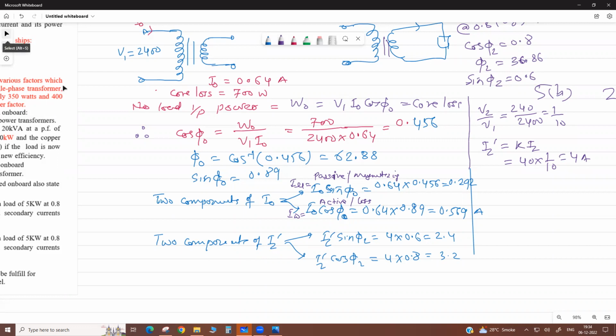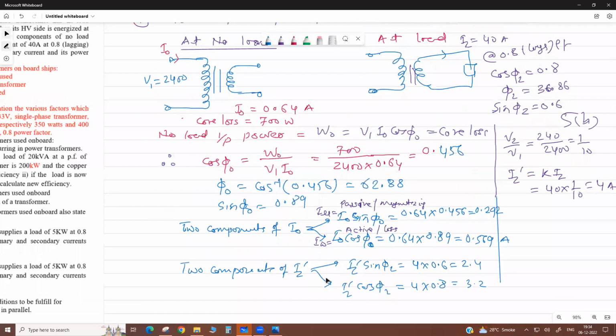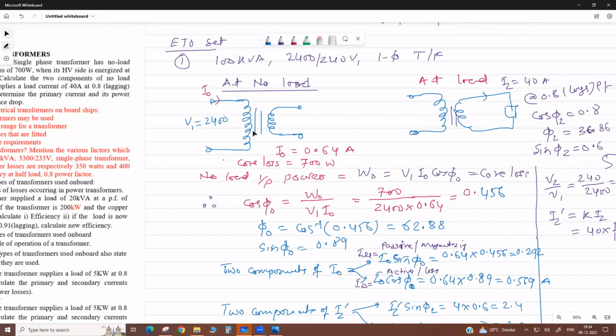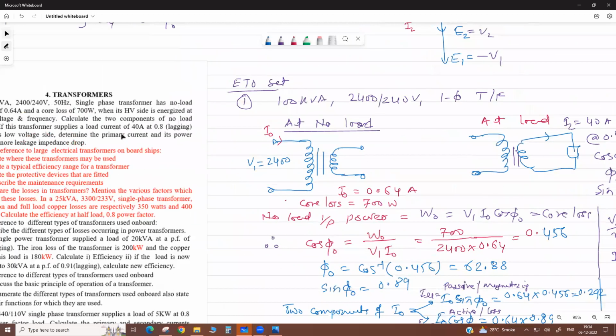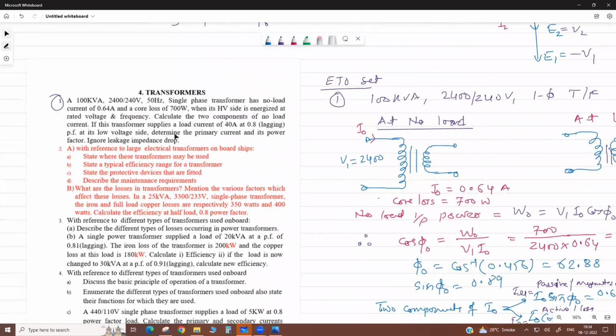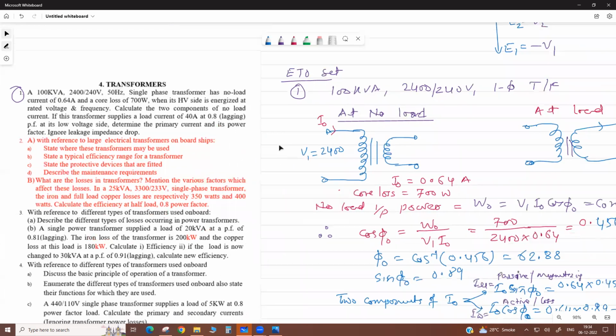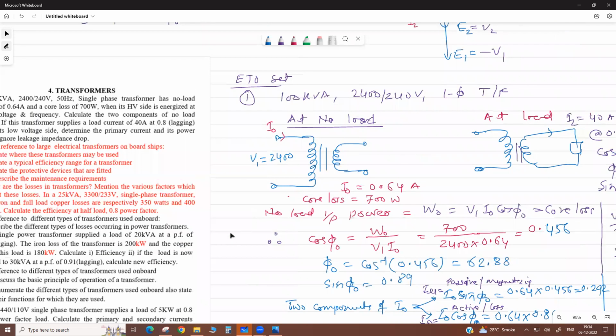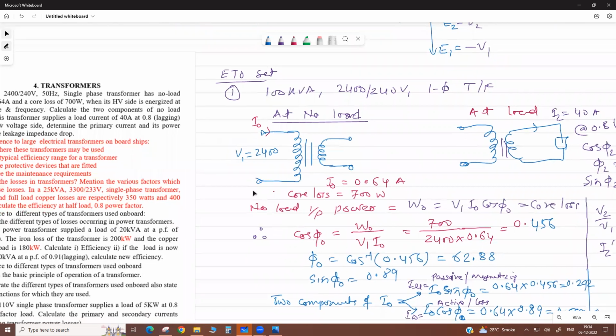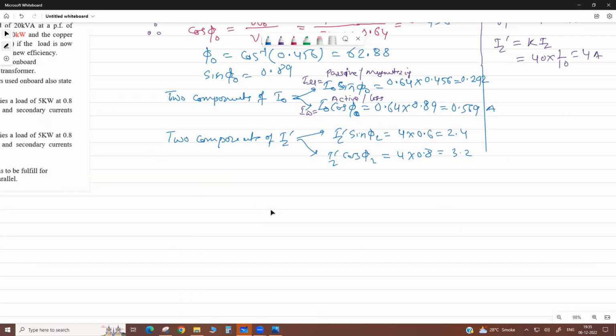Then he is asked the primary current and primary power factor. Now he said that the potential difference... Determine the primary voltage and primary power factor. Ignore the leakage impedance, meaning the impedance drop, you have to neglect. That's why E1 equals V1. V1 and E1 are equal, V2 and E2 are equal. Okay, no drop.